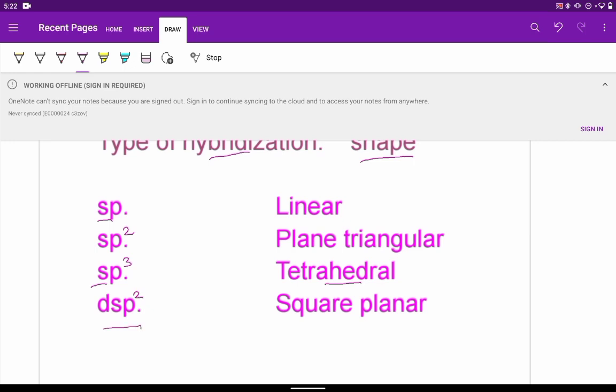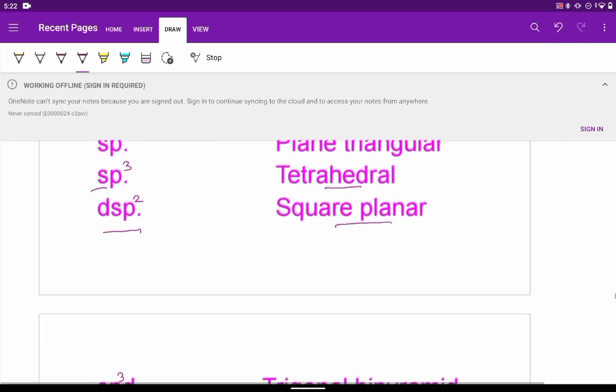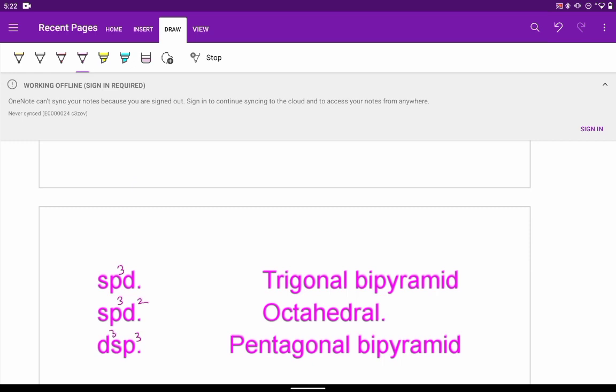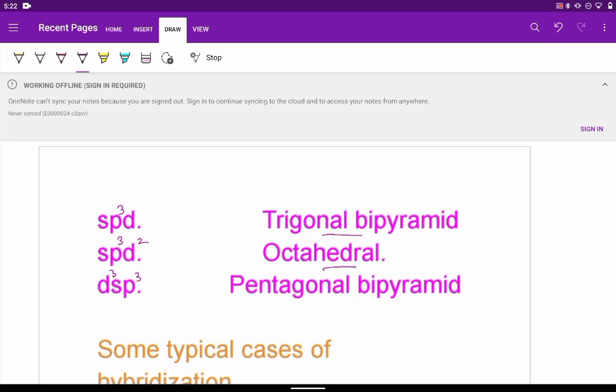In the case of dsp2, we have a square planar shape. If the hybridization is sp3d, the resultant shape will be trigonal bipyramidal. sp3d2 results in an octahedral shape. That is, sp3d2 means a total of 6 hybridized orbitals will result. In d3sp3, that is 3 d orbitals, 1 s orbital and 3 p orbitals, we will get a total of 7 hybrid orbitals. The shape should be pentagonal bipyramidal. But again, we will see this in detail afterwards.